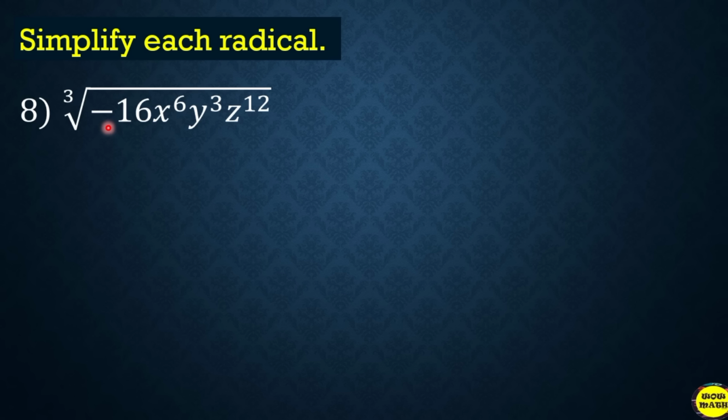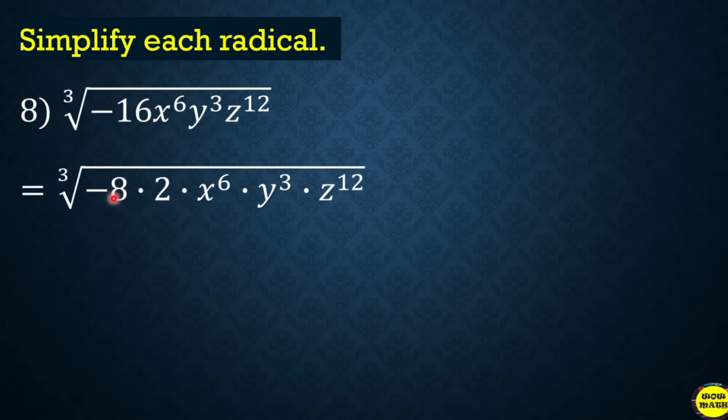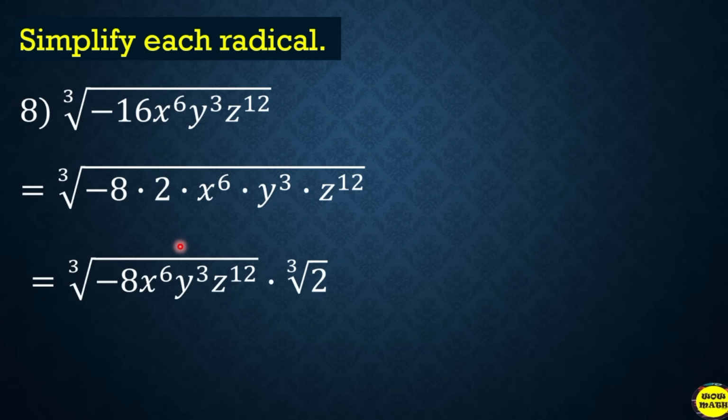Okay? So, si negative 16, ano kaya ang pwede na merong perfect cube yung factor niya? So, pwede yung negative 8 times 2, kasi negative 8 times 2, that is negative 16. At si negative 8 ay perfect cube. And then yung x to the 6, hindi na natin siya paghiwalayin kasi pwede na ito i-divide kay 3. Si y cube din pwede na rin i-divide, si z to the 12 pwede na rin. So, therefore, ang hindi na lang natin matatanggal sa loob ng radicand is yung 2.